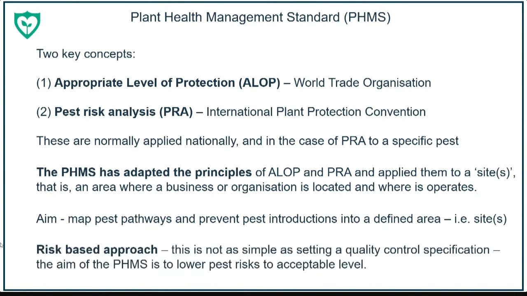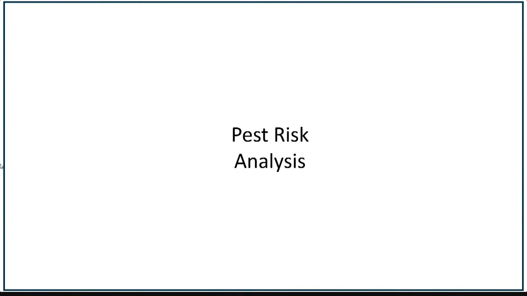The Plant Health Management Standard takes a risk-based approach, so it is not as simple as setting quality control specifications. What we're aiming to do is to identify and lower the risks associated with growing and trading plant material to an acceptable level. The pest risk analysis process is at the heart of the Plant Health Management Standard. It places responsibility on a business or organization to conduct a systematic analysis of the critical points of their operations. It can be summarized as follows.